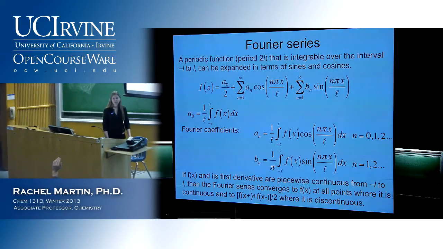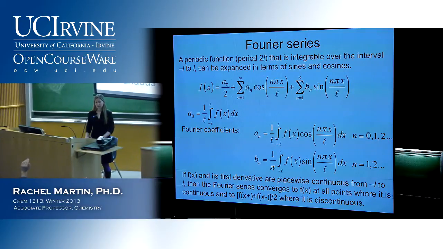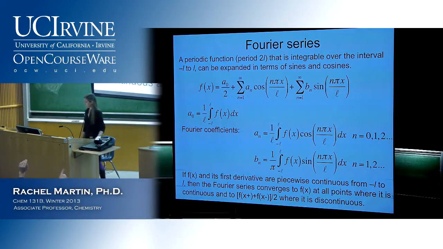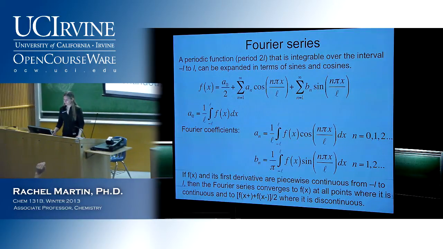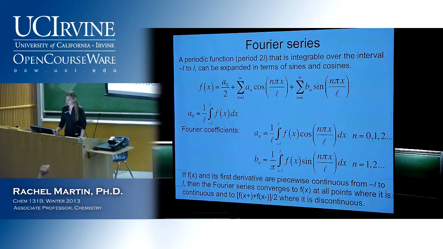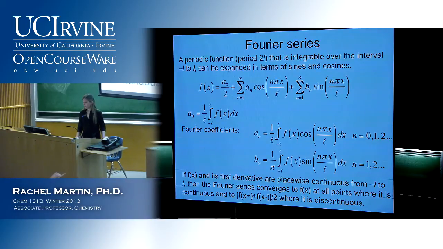Yes? Why in your A_n equation do you have n start at 0 when up there you have the series start at n equals 1 in your Fourier series? Well, so A starts at 0 and B starts at 1. Yeah, but then in the series you have n equals 1 to infinity. Well, so A_0 is a separate term because you have to divide it by 2.